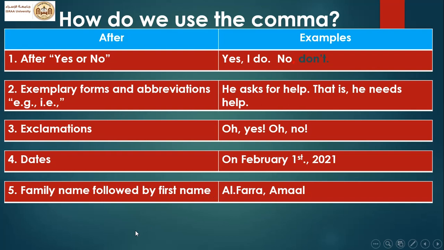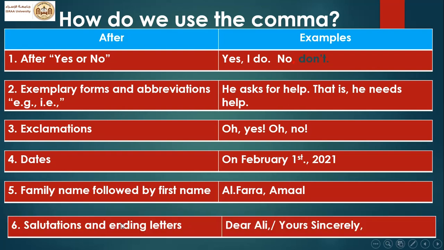Number 5, in family name, followed by first name. If you write, for example, my name is أمال الفرا, and if I write it with the family name first, الفرا, then I put a comma, then my first name. Number 6, salutations and ending letters.